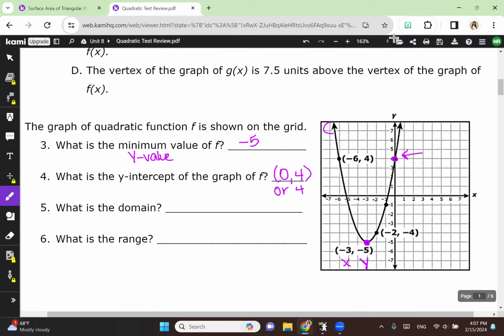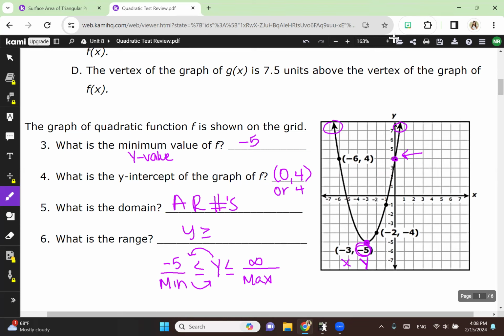The domain, because we have arrows on both ends, is all real numbers. And the range. Range is where you have to pay attention to minimum and maximum. Minimum goes here. Maximum goes here. Because there is a minimum value, you're going to put that -5 in the minimum spot. The other side is infinite. And yes, you do have to flip it around.